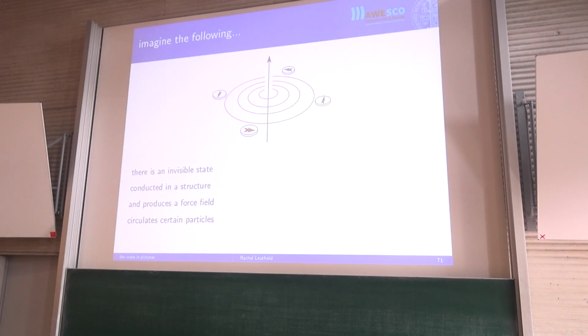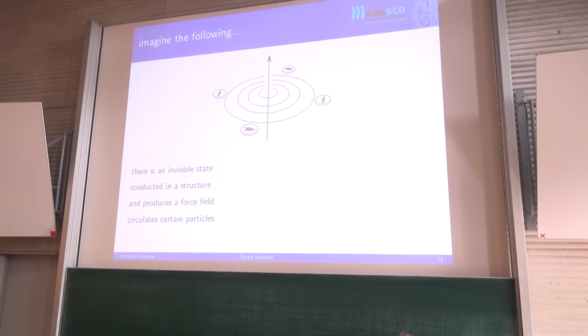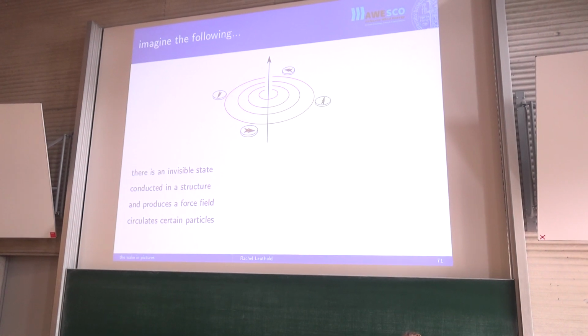So let's play a little game. Imagine that there is an invisible state variable, and this guy travels along some structure, and because it's traveling, it has this curious property that it produces a force field, which more or less only acts on certain particles. And now I ask you, what does this sound like that you've heard of before? Current. Yes, thank you, exactly.